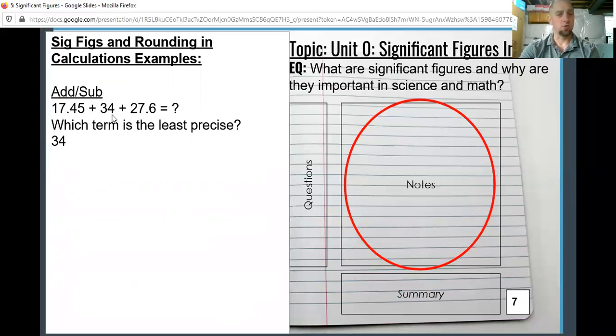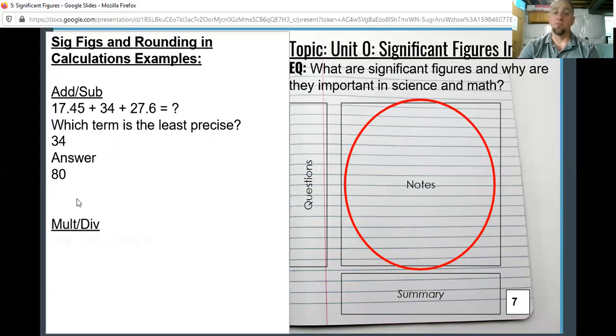And again, this is just for addition and subtraction. That's our least precise. We can only go to the ones place. So our answer is going to be 80. Now, you might have punched this into your calculator, and I hope you did, because the answer you probably got in your calculator was not 80. But we then have to round to the ones place.